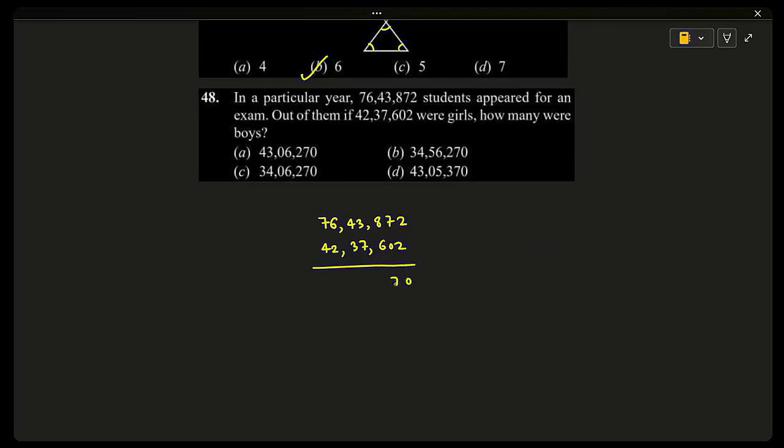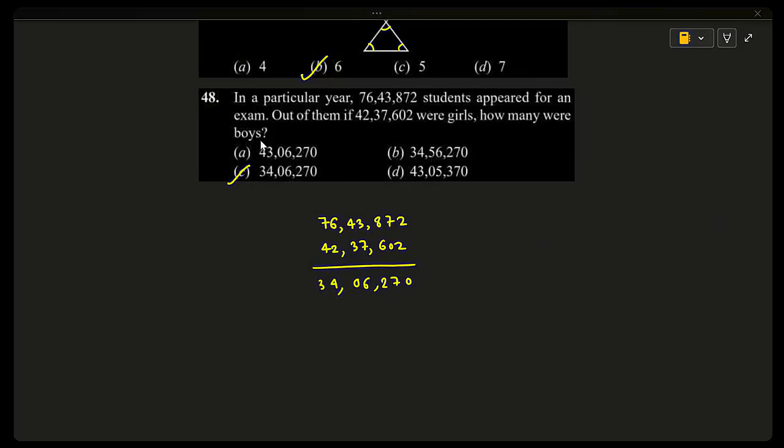So 43 minus 37 is 6, and 76 minus 42 is 34 lakh. 6,170. I'm sorry, I wrote 1 here. This is 2. Yes, 34 lakh 6,270. Option C.